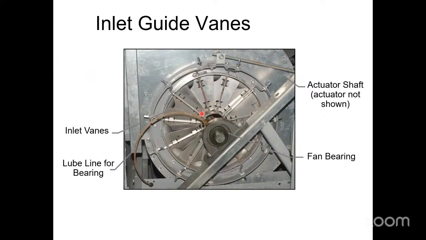What the inlet guide vanes do is they have an actuator on them, and those little blades open and close more or less. So basically, you cut the airflow off that's being sucked into the fan in order to provide less airflow down the duct system.